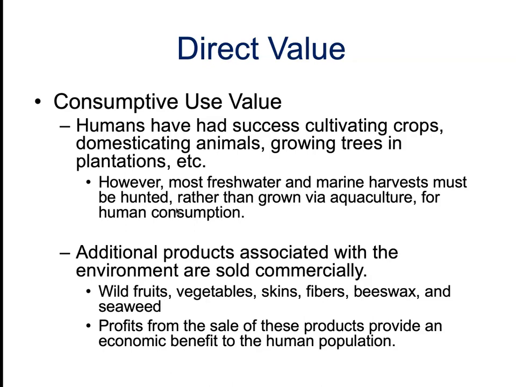Additional products associated with the environment can be sold commercially. Things like wild fruits, vegetables, skins, fibers, beeswax, seaweed. Profits from the sale of these products provide a huge economic benefit to the human population.